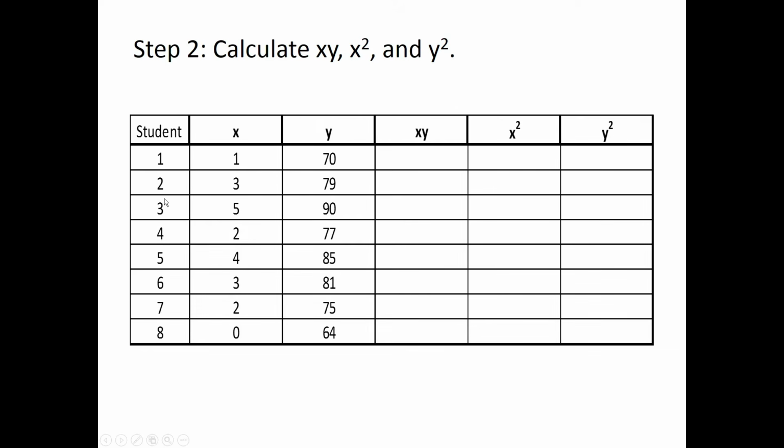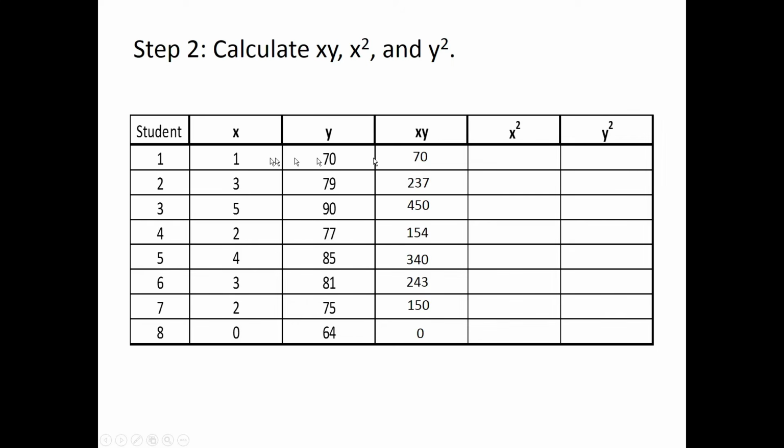Okay, so for xy, we only need to multiply the value of x and the value of y. So 1 times 70 is 70. And the same process for the following cells. Okay, so of course 79 times 3 is 237. Tama ba? Yes.